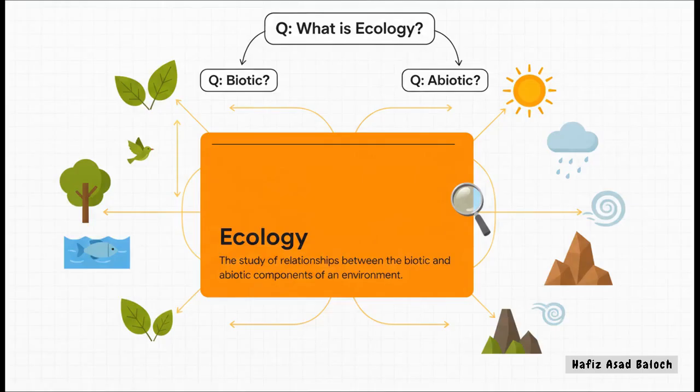So let's define it. Ecology, at its core, is all about the study of relationships. It's how living things and non-living things interact with each other. A great way to think about it is like a forest. You've got birds, which are living, and they need trees, also living, for their nests. But those trees, they need things like sunlight and water, which are non-living, to survive. See? It's all about how everything is connected.